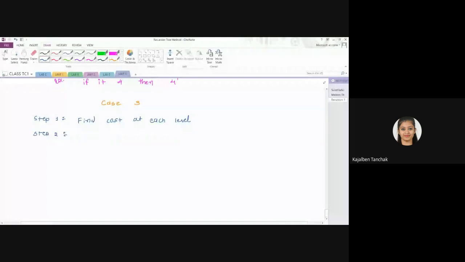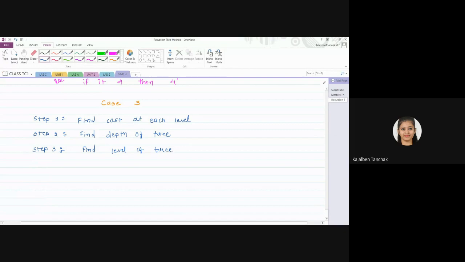Step two, you have to find the depth of the tree. Step three, you will find the level of the tree, which is equal to depth plus 1. And in step four, you will calculate the total cost. You have to use this formula: cost of each level into number of leaves.